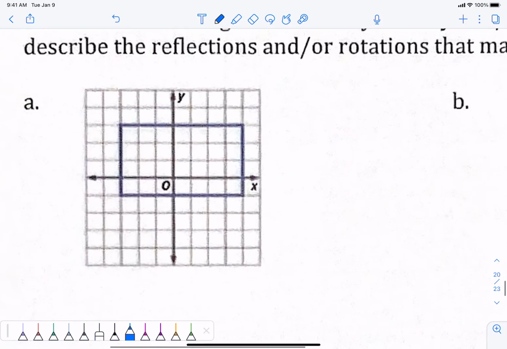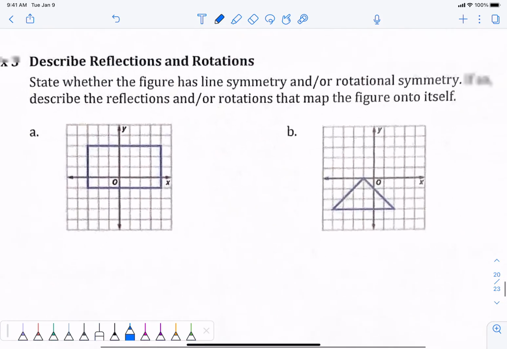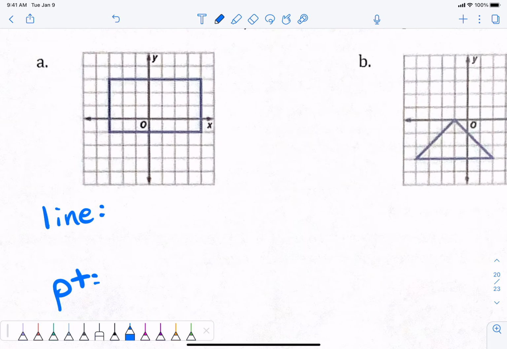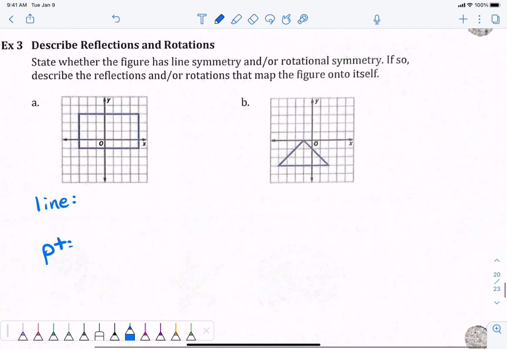This has coordinate planes and stuff here. It says, does it have line symmetry and or rotational symmetry? So we're just going to answer these questions. Does it have line symmetry? Does it have point symmetry? Then we're going to label where the lines are located, where the points are located, and so on. We'll tackle those for each one of these. So line, point, line, point. We're going to say yes or no, and then identify the lines and points that it's rotated around.